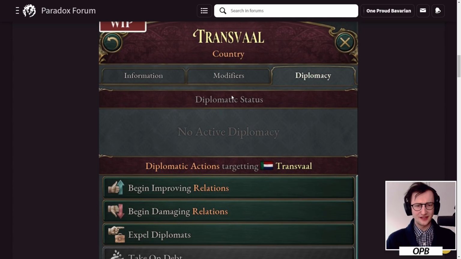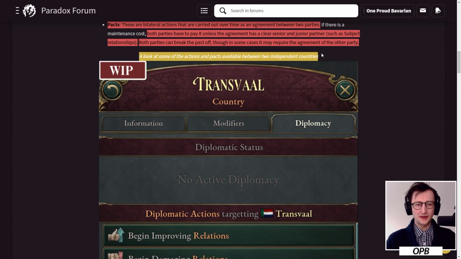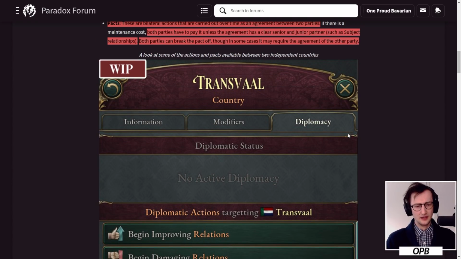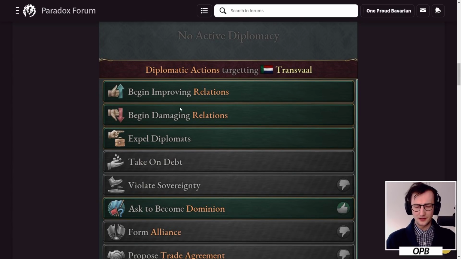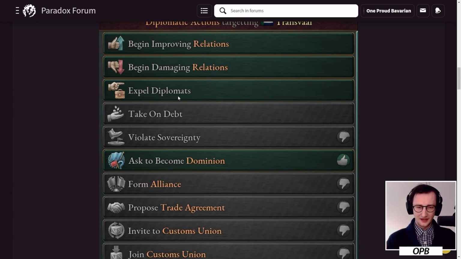Let's take a look at this. So this is basically one independent country to another independent country talking in diplomacy. Maybe it is Great Britain and Transvaal, if I'm not mistaken, here in South Africa. We can begin improving relations, we can begin damaging relations, so these are ongoing actions. Then expel diplomat is one and only action. Take on debt sounds like an instantaneous action as well.